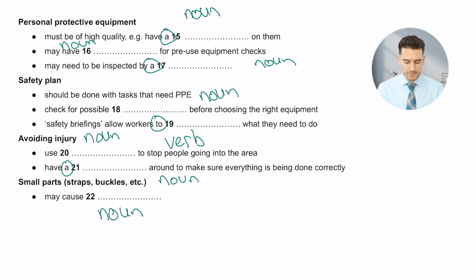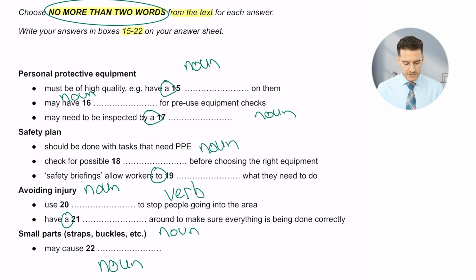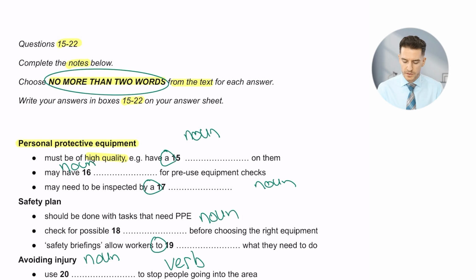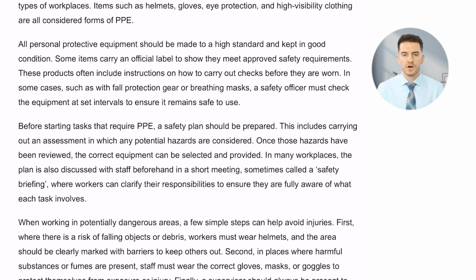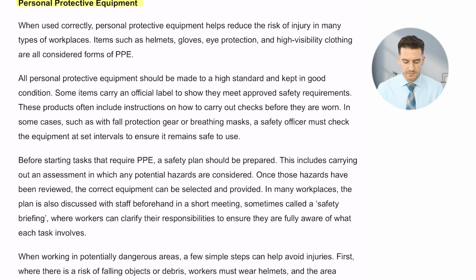All right, so let's go back up to number 15. So when you're doing these ones here, make sure you always read the subheading because it can help to show you where to look and where not to look. So it says must be of high quality. For example, have a something on them. So this personal protective equipment must have a something on them. So we're looking for a noun on the personal protective equipment.